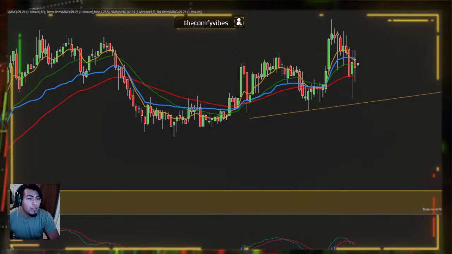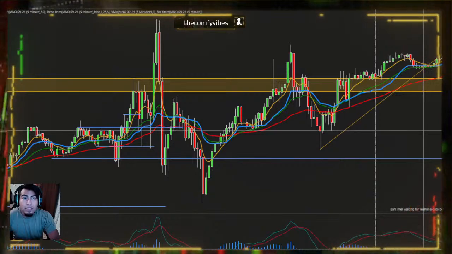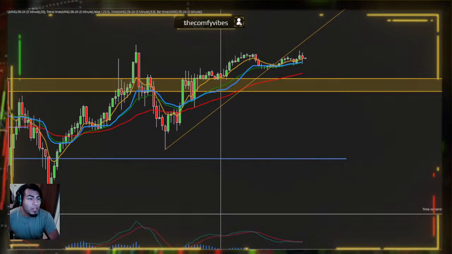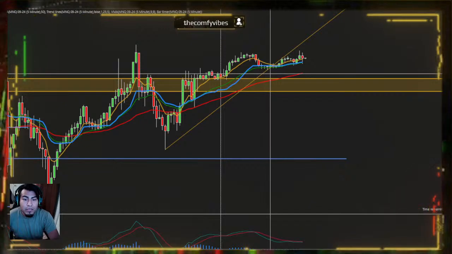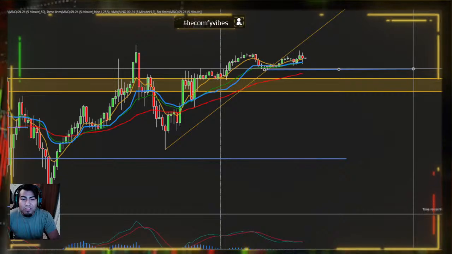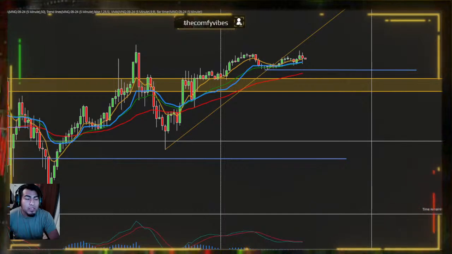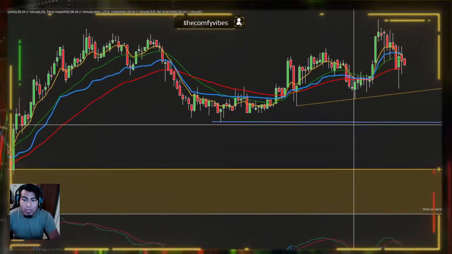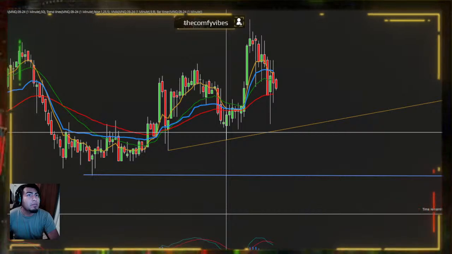Now, if it fails here, let's see. I'm gonna go ahead and mark this area of interest right here. I'm gonna mark this area because it'll be right here at 925.70, 923.75. That's where I want to see it come on down. If it don't, that's all right. But I'm gonna catch some long positions here in a minute. Let's see what happens, fellas.